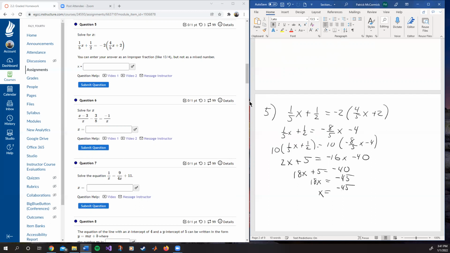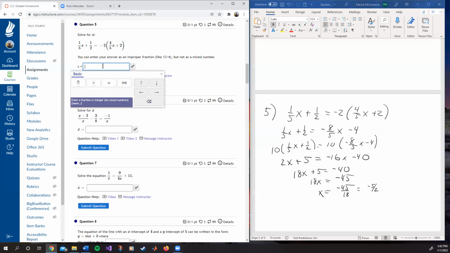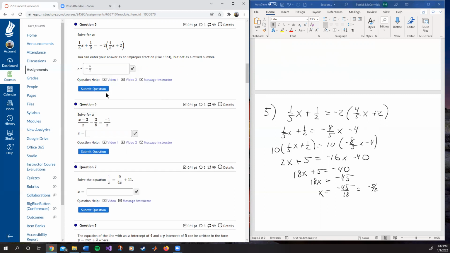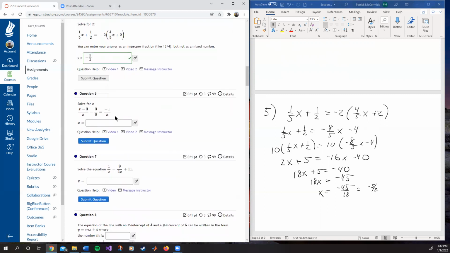So -45 over 18. Now we've got to be careful, right? Can we reduce that? So use your calculator, 45 over 18. It's the same as 5/2, so which is equal to -5/2. So -5/2. There we go. All right.